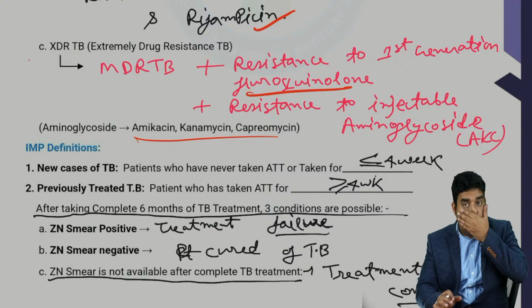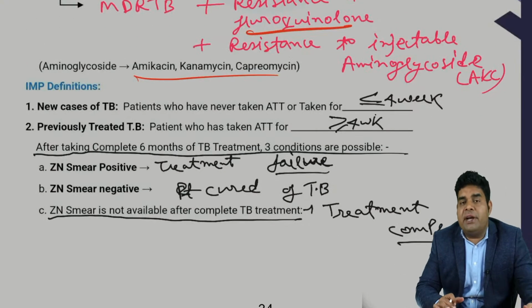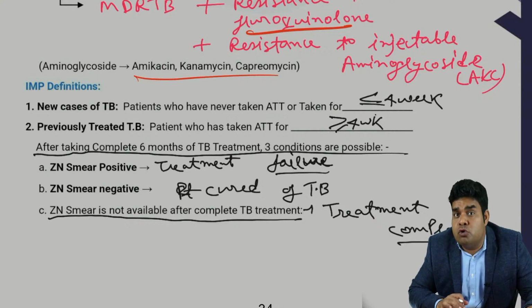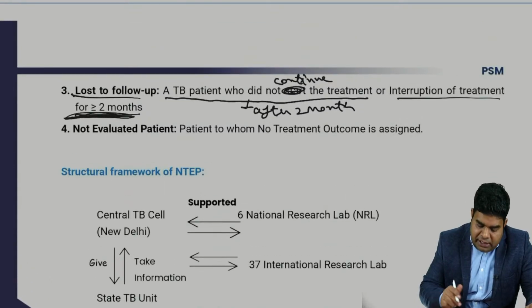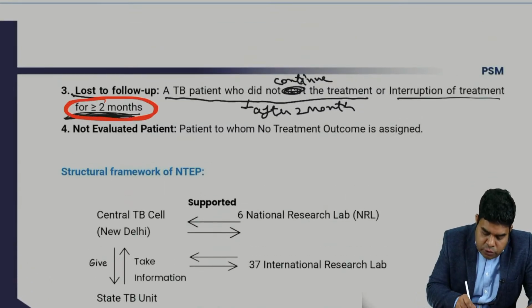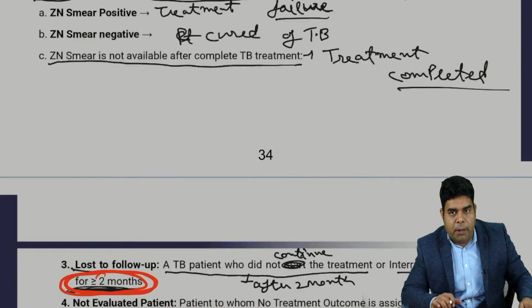Now some definition questions can also come. Like they can ask you when do we call a patient of TB lost to follow-up? Lost to follow-up is said if the treatment is discontinued for more than or equal to 2 months. If you are discontinuing treatment for 2 months, lost to follow-up.